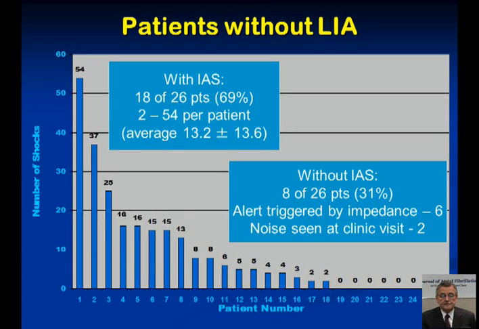This slide summarizes our experience in patients without the lead integrity alert algorithm. Notably, 18 of 26 patients without the lead integrity alert algorithm received inappropriate shocks as the first sign of lead failure. The average number per patient was 13, and the range was 2 to 54 shocks per patient, and these shocks occurred in storms.